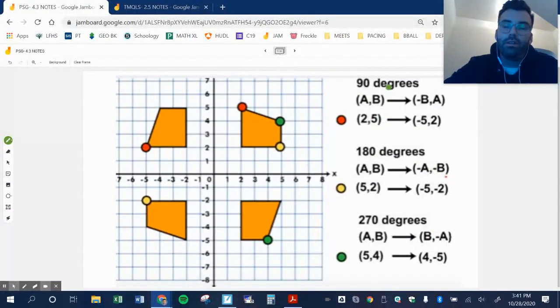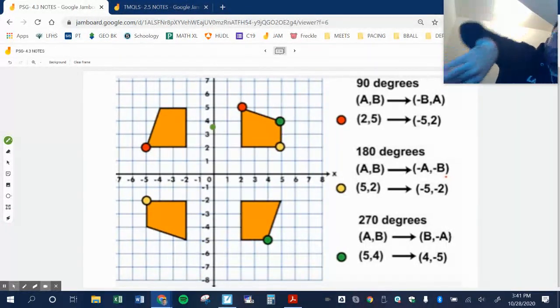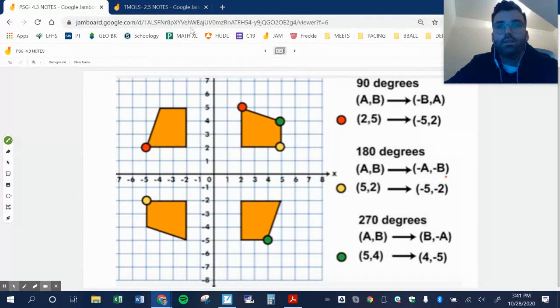This is just another visual representation. If I were to rotate AB 90 degrees, there it would be. If I were to rotate my figure 90 degrees, it would look like that. 180, 270. 360 would be right back with the original. It's just showing you a visual representation of how that works: 90 degrees, 180, 270, 360.